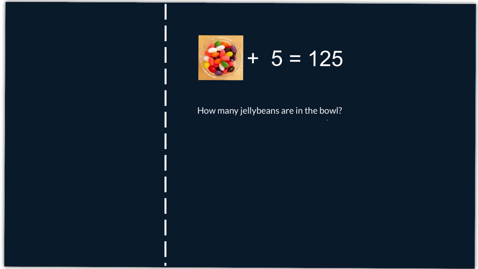Let's take a look at this problem. We have a bowl of jelly beans plus 5 equals 125. I want you to understand in this video how we use variables and how they are connected to real life. So the quantity, how many jelly beans are in the bowl, is unknown. That's what we're going to try and figure out, how many jelly beans are in the bowl.